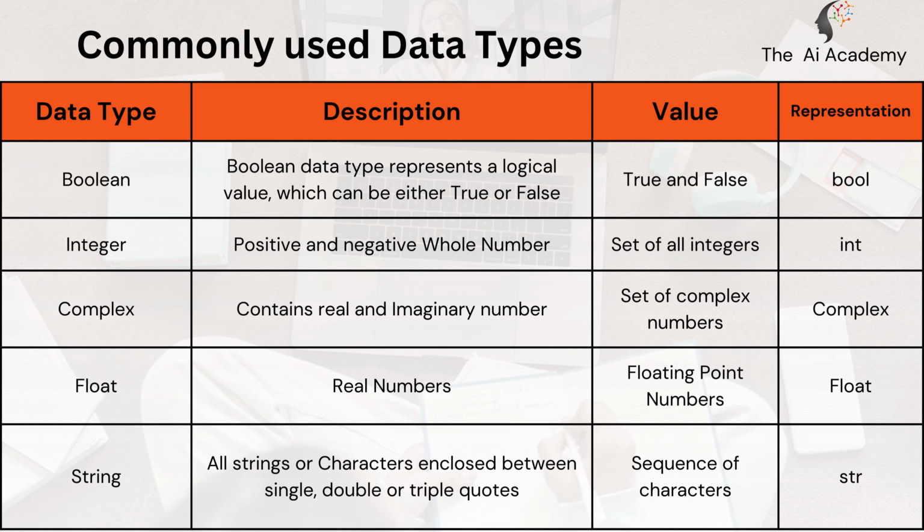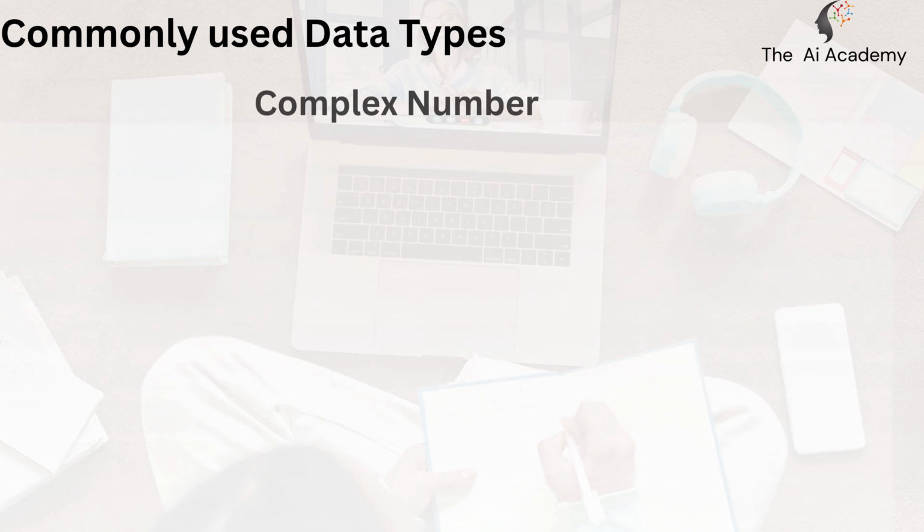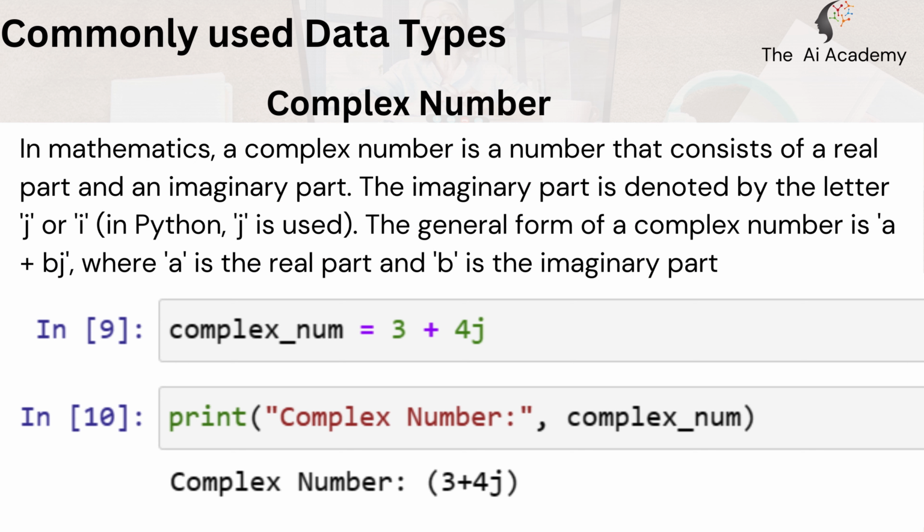Complex number. In mathematics, a complex number is a number that consists of a real part and an imaginary part. The imaginary part is denoted by the letter j or i. The general form of a complex number is a plus bj, where a is the real part and b is the imaginary part. In Python, the complex data type is used to represent complex numbers. It is represented by the keyword complex. Let's break down the example.